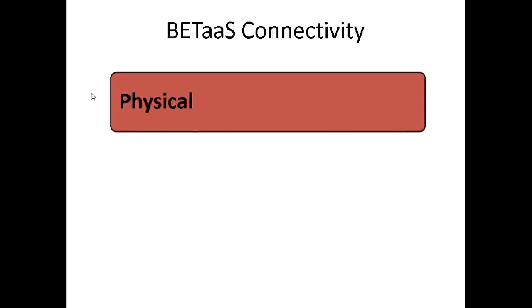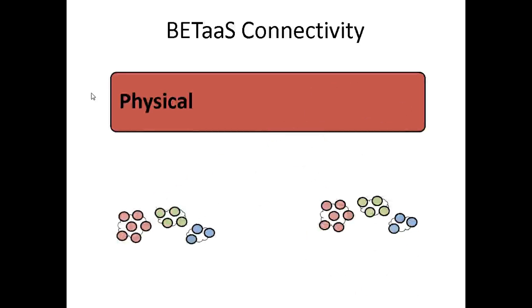The connectivity of BETaaS on the physical layer can be seen as the way to connect different sets of services, of devices that are totally unrelated between them.